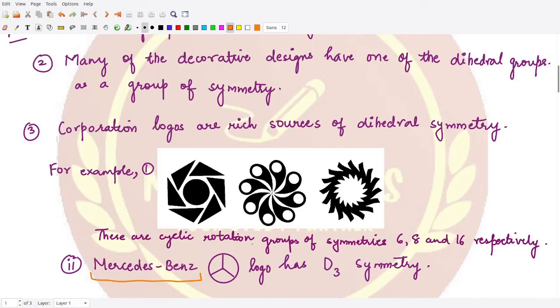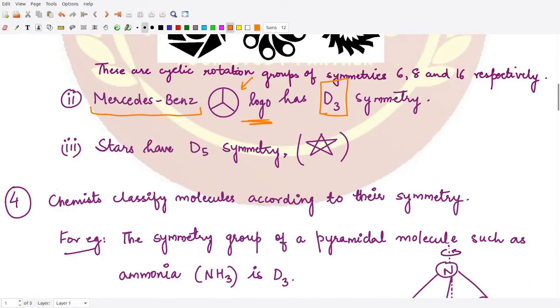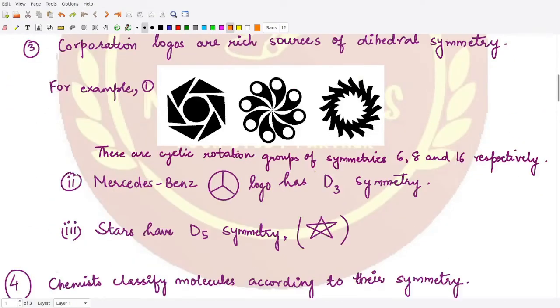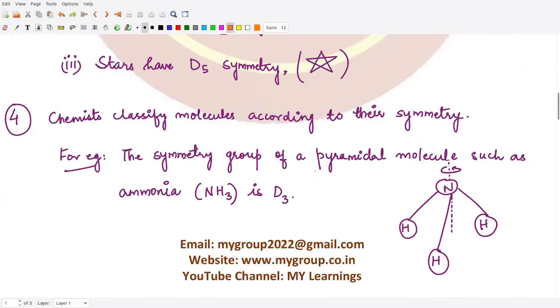Next is the Mercedes-Benz logo. This is a very famous one, all of you might know it, right? This has D3 symmetry, so that means it would be a dihedral group having order 6, right? Okay, so let's move further. The stars have D5 symmetry. How is this so? Because it has 5 such portions, so it forms D5 symmetry. So we have various symmetries of different kinds of things which occur in nature and art and in corporate logos as well, right?